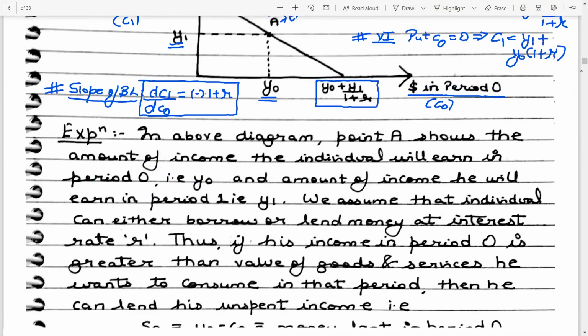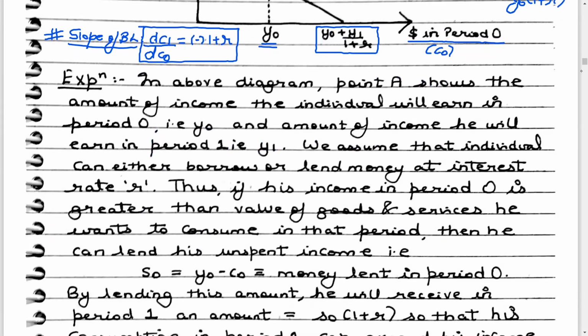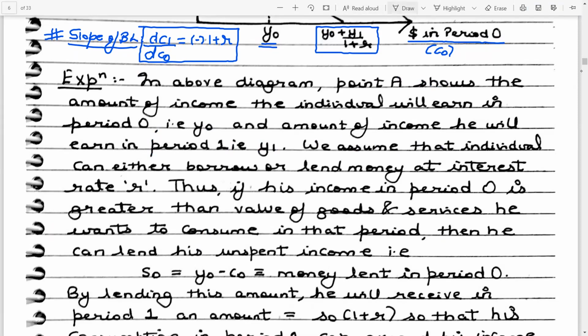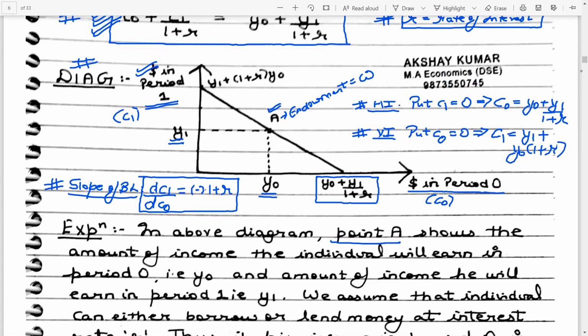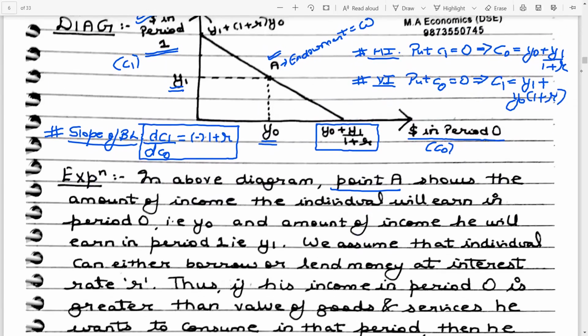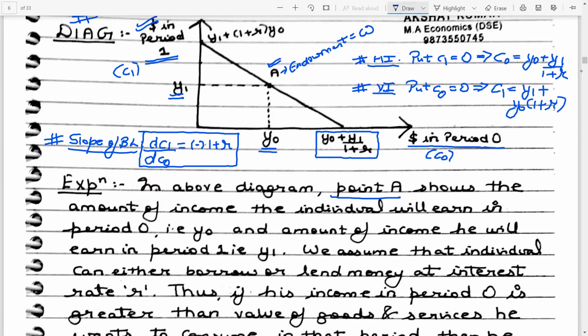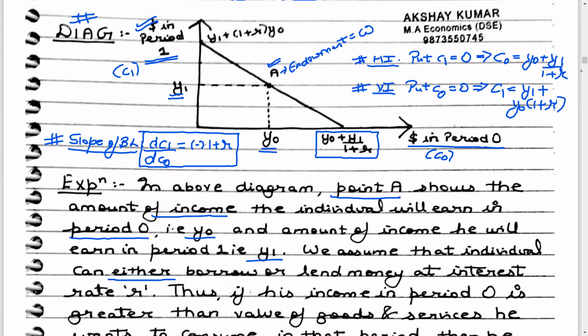Now we can quickly look at the explanation. The explanation is pretty much what I just spoke. If we quickly look at it, point A in the above diagram shows the amount of income that the individual will earn in period 0, that is Y0, and income Y1. We assume that the individual can either borrow or lend money at the rate of interest R. So R is the rate of interest.